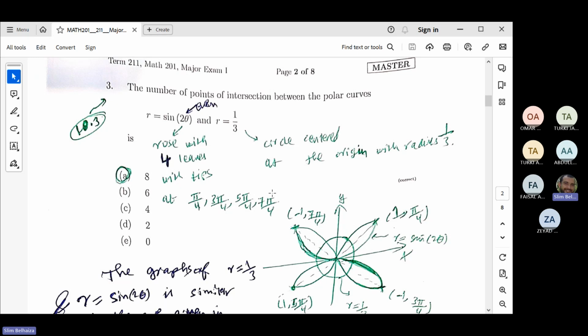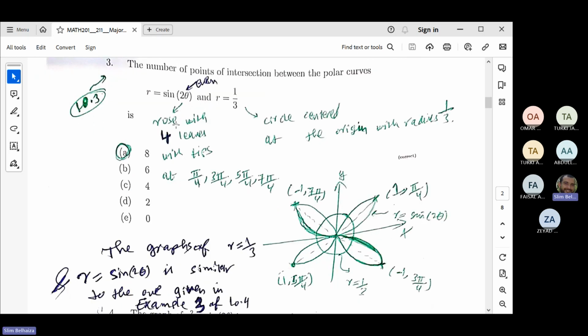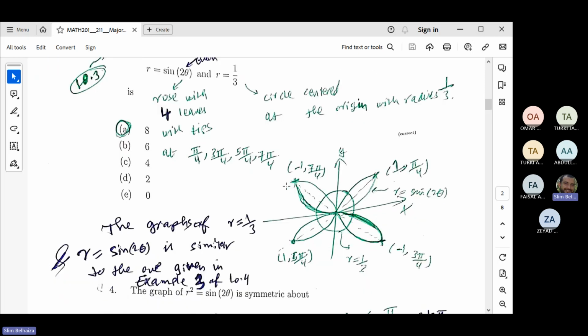It's kind of a gift, provided that you know the shape of these kinds of curves, the leaved roses, and how they look. Any question on this, guys? Nothing? Okay. Do you have any special question?